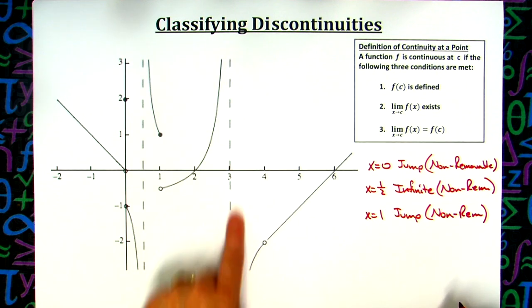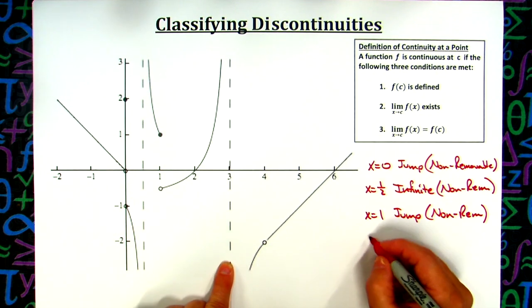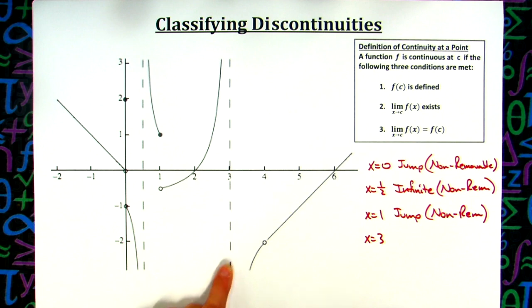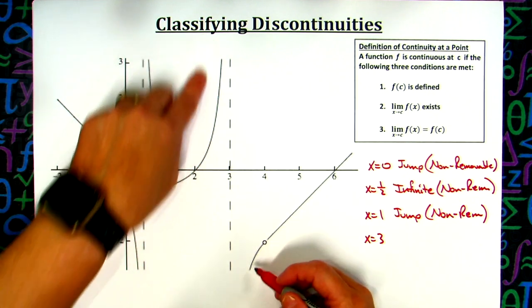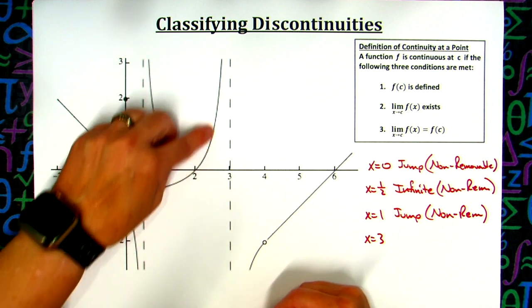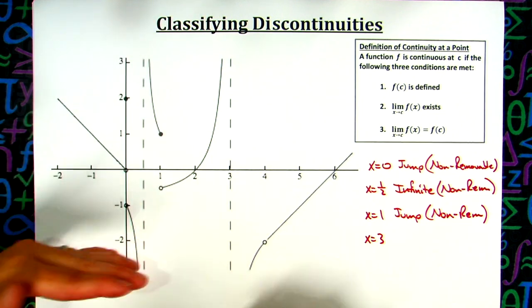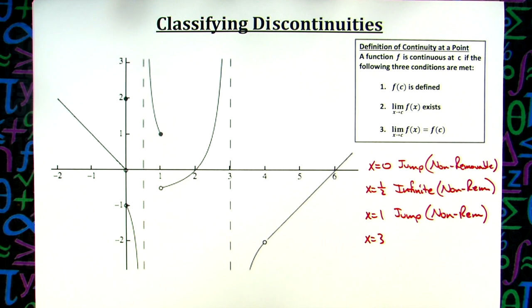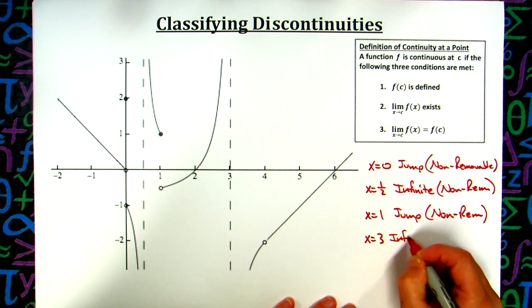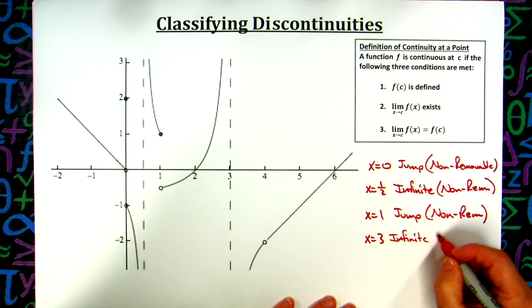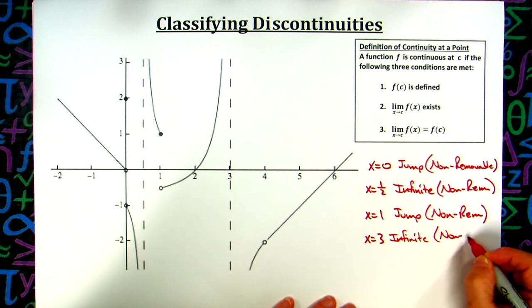The next place is a vertical asymptote at x equals 3. We've got infinite behavior going on, so unbounded behavior. This is going to negative infinity. This is going to positive infinity. The left and right side of those limits do not exist. So this is going to be an infinite discontinuity. And again, that's non-removable.